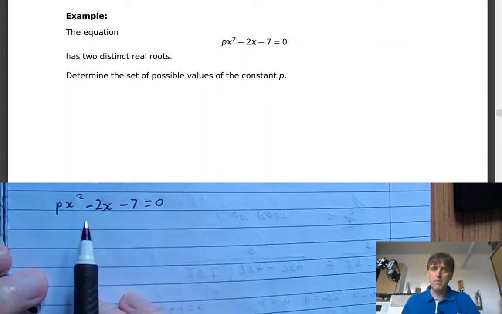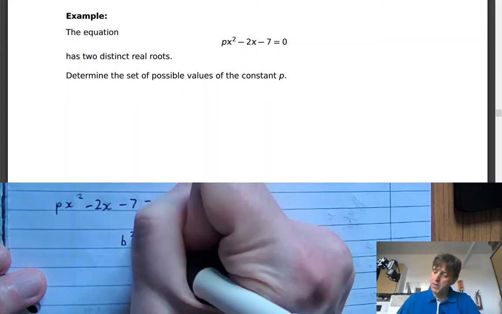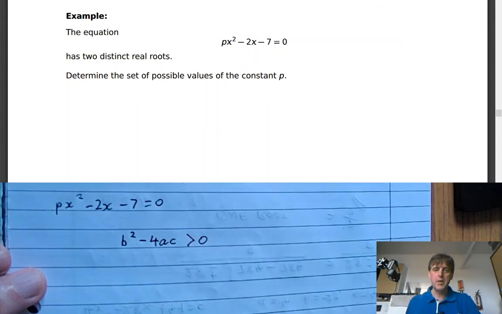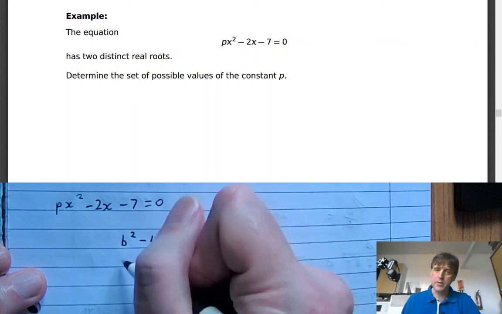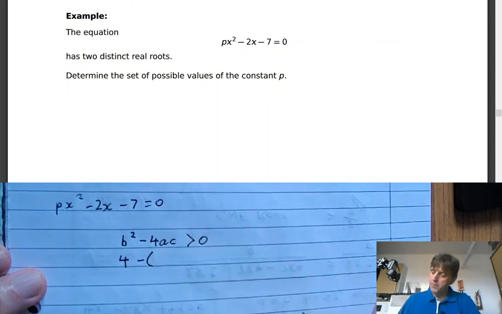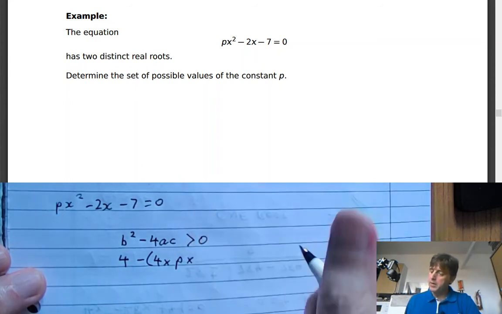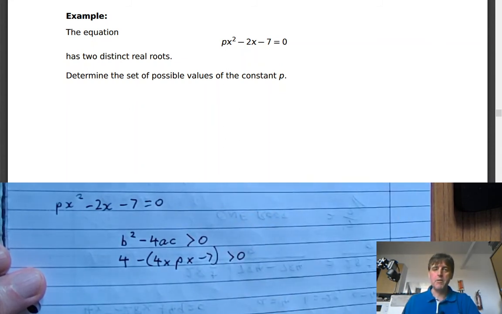So what we are told here is that the equation has 2 distinct roots. So that must mean our discriminant, b squared minus 4ac, must be positive or greater than 0. So this is what we're going to use. Let's see if we can work out what the value of this discriminant is. b squared, well, b is negative 2, and negative 2 squared is, of course, positive 4. And then we've got 4 times a, which is actually p here, right? a is the x squared coefficient, so that's 4 times p. And then c is negative 7. That's got to be greater than 0.